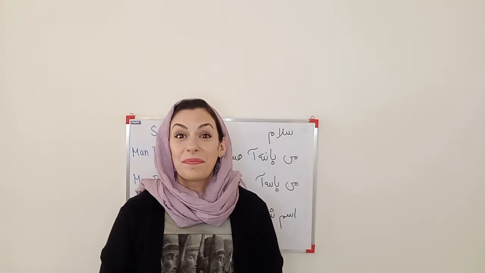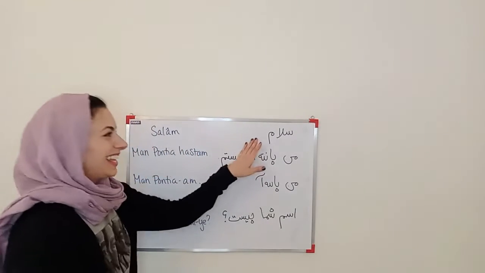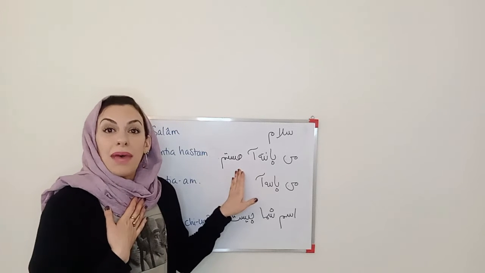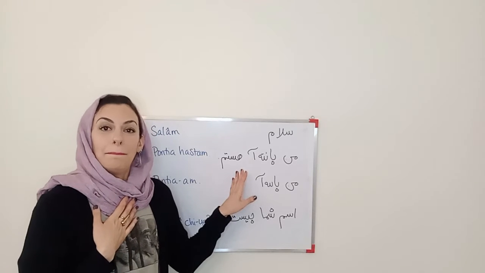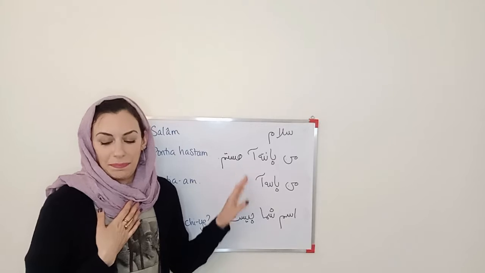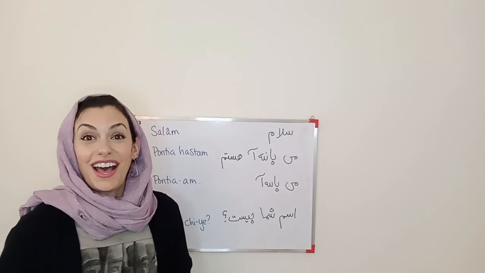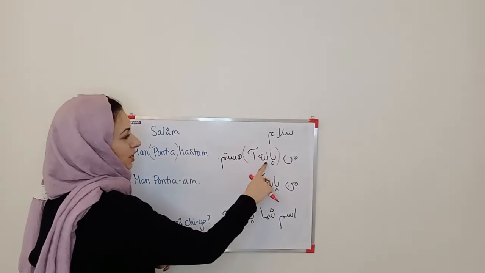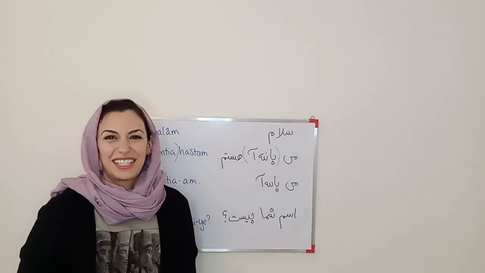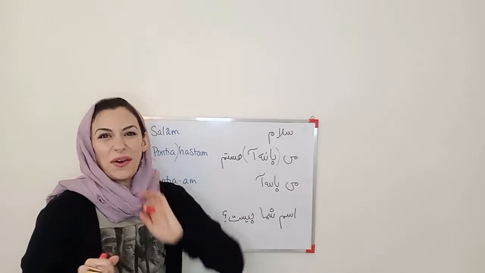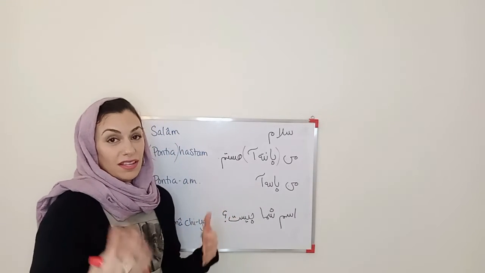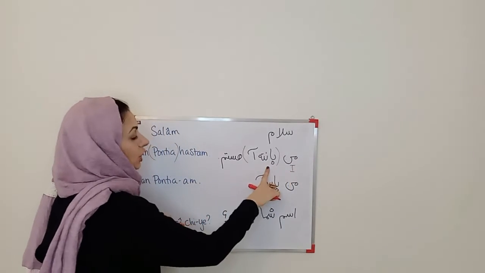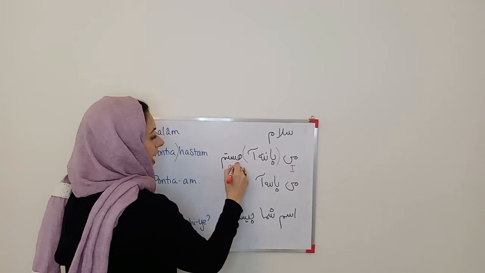So let's start with salam. Salam, hi or hello. Man Panta hastam. I bet you've guessed it. I am Panta. So give this one a try with your name right here. Great job. Okay, so with this sentence, man Panta hastam, we're saying man, I, and then your name, hastam, am.